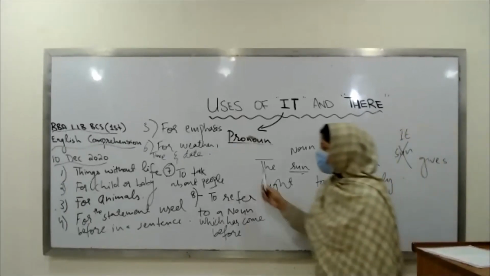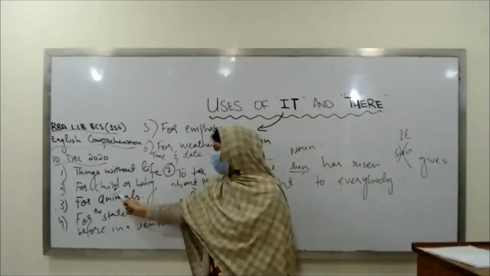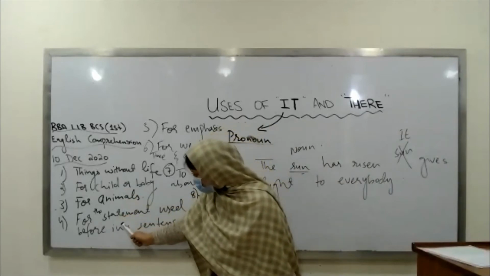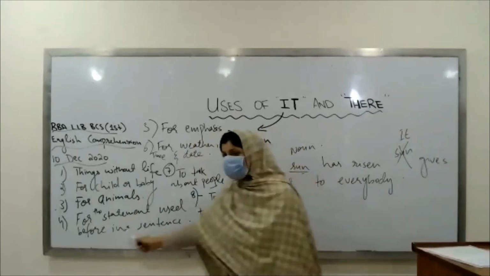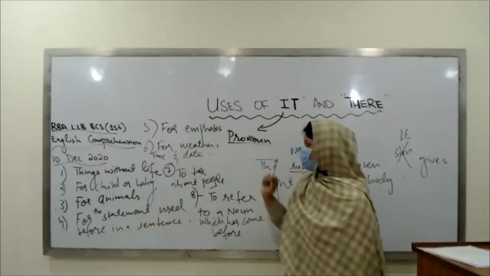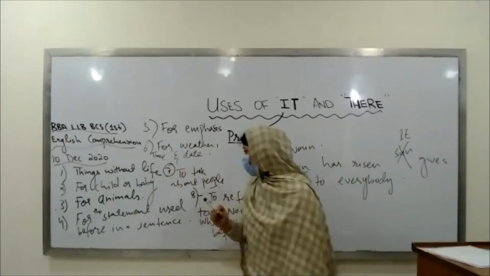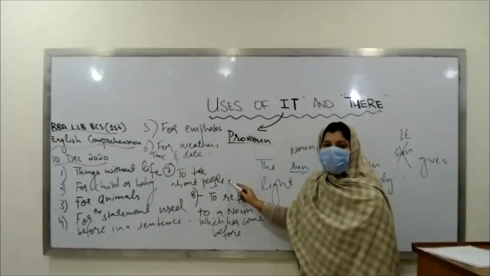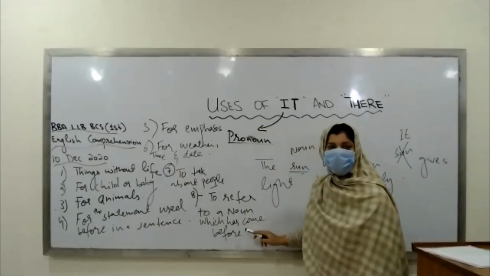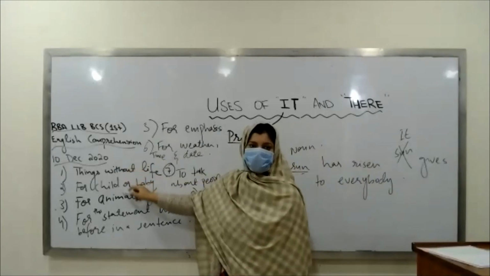I'm repeating again. It is used for things without life. It is used for child or baby. It is used for animals. It is used for the statement used before in a sentence. Then it is used for emphasis. It is used for weather, time, and day. Next is to use to talk about people. And the eighth one is to refer to a noun which has come before in a sentence. So we talked about 8 uses of it.